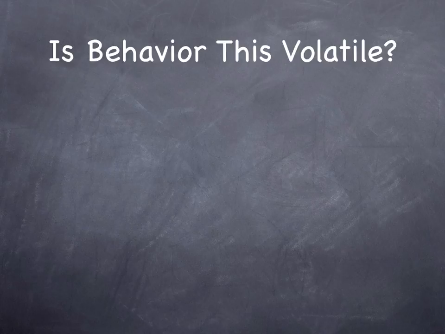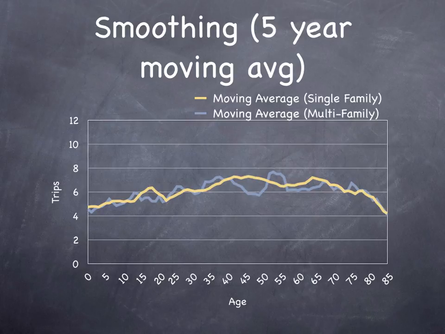It's likely that the data is noisy, but you can smooth the data. So the graph here is a 5-year moving average. There are many different types of smoothing functions. A good smoothing function makes the data appear a lot less volatile, but it's still noisy. If you aggregated into 5-year cohorts or 10-year cohorts, you'd smooth it out even more.